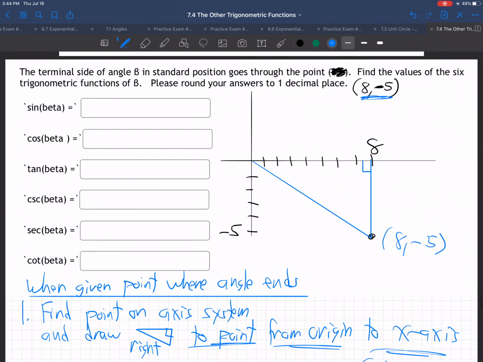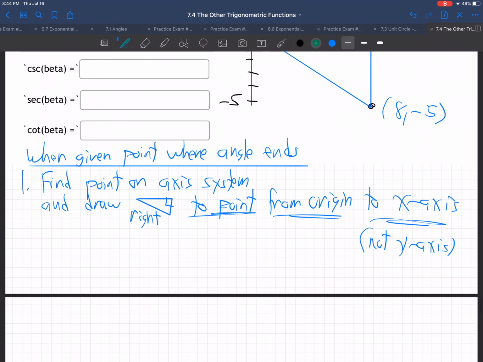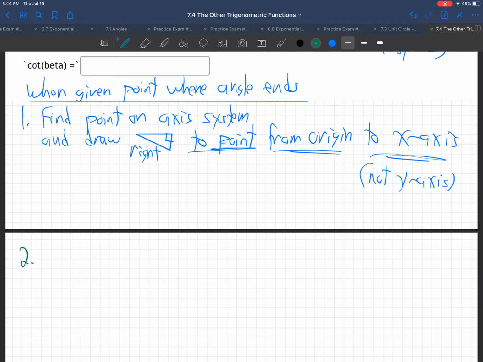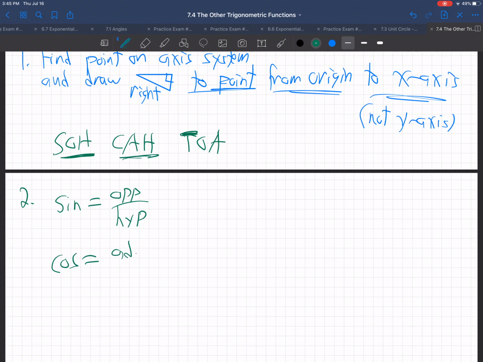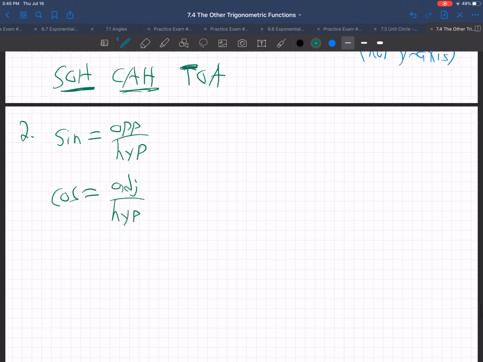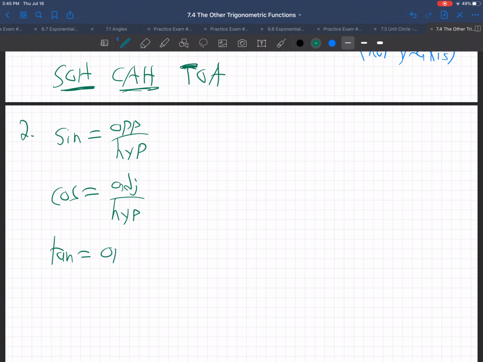Okay. And now step 2 is you have to use the definitions for sine, cosine, tangent. Now, sine, we often say it's the y-coordinate on the unit circle, and that is true. But there's another definition. This comes from SOHCAHTOA. You probably know about this one already. Sine is opposite over hypotenuse. Cosine is adjacent over hypotenuse. Tangent is opposite over adjacent.